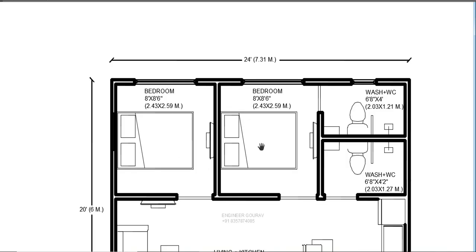On the right side we have bedroom number 2 here with the same size. You can see here the bed arrangement, TV unit and also a large size window for ventilation and light purpose. An attached washroom plus water closet with this room.